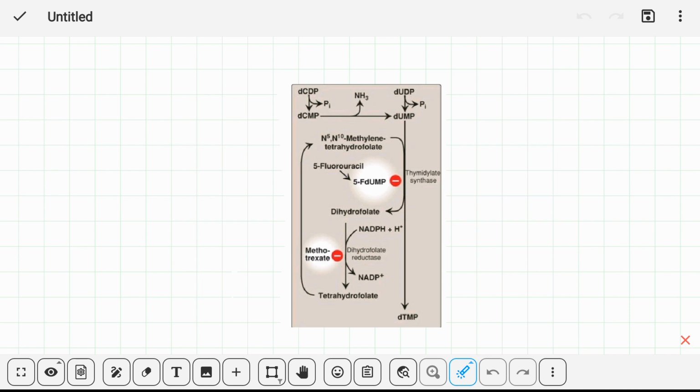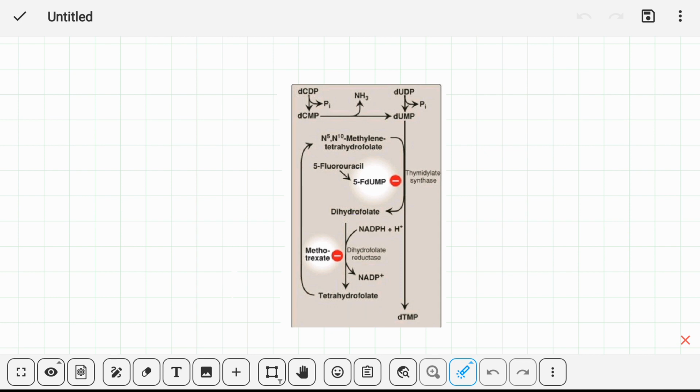5-fluorouracil inhibits the usage of tetrahydrofolate and its conversion into dihydrofolate. So it will inhibit the enzyme thymidylate synthase by inhibiting the usage of N5-N10 methylene tetrahydrofolate, whereas methotrexate, which is a folic acid analog, as we have discussed in purine synthesis, inhibits the enzyme dihydrofolate reductase, which reduces dihydrofolate into tetrahydrofolate, and NADPH is used here as a hydrogen source.